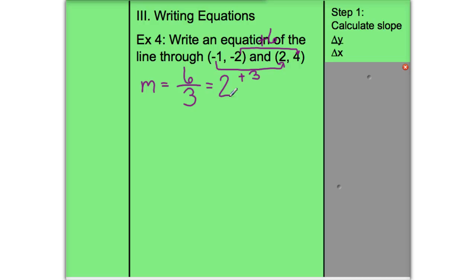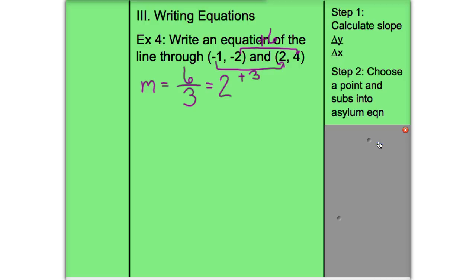Now that we have a slope and 2 points to choose from, we choose whichever point we want to substitute into our point-slope equation. Write this equation down again. The more often you write it, the faster you get it memorized. So you can choose either point. I'm going to choose that first point again because the x is negative and the y is negative. We haven't seen one like that yet.